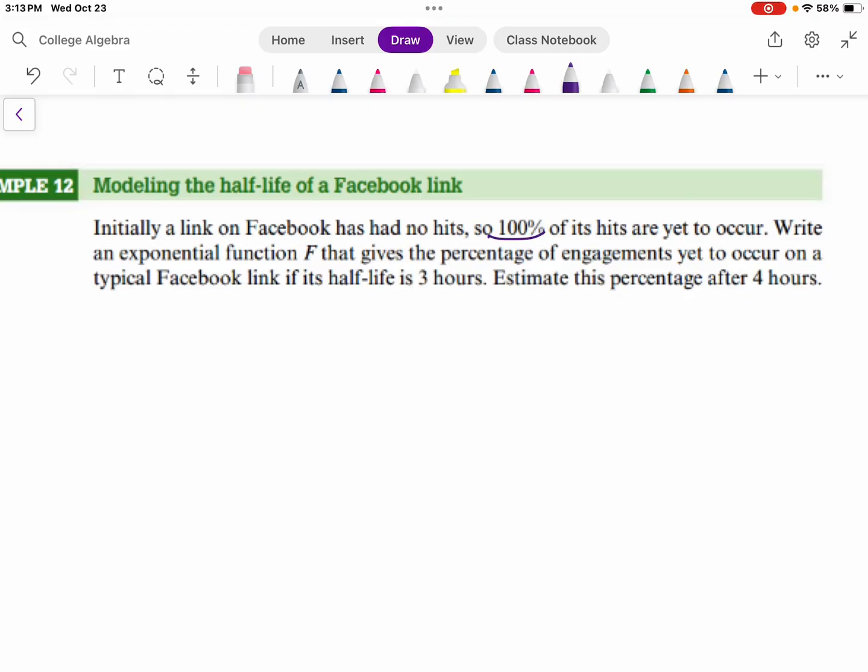So the 100% is technically our initial amount. Again, you have a couple ways you can think about this. As we think about our formula, y equals c times 1/2 to the t over k, we can think about c being 100. We can also think about c being 1. It just depends on how we do things. Since we're talking about percentages, we're going to let c equal 100, and we don't need to put the percent symbol on there.